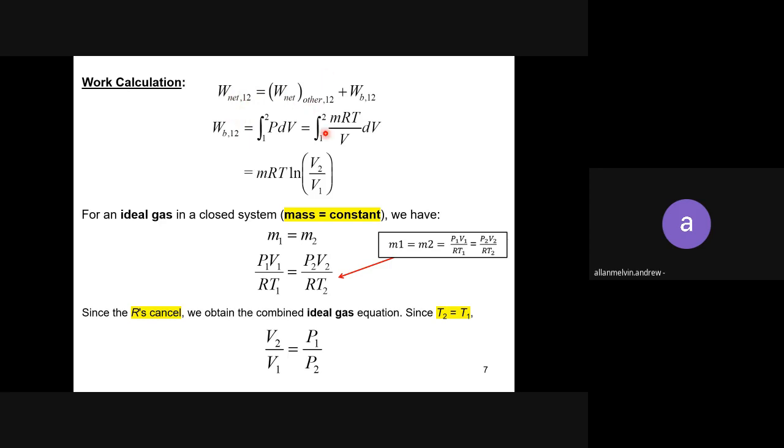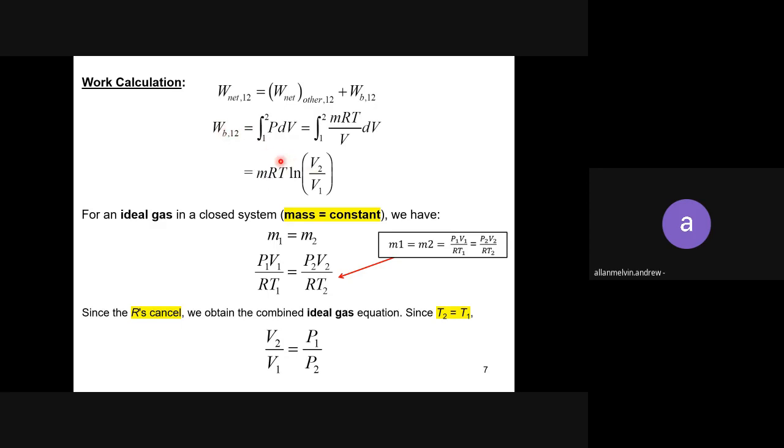So you need to add other work involved plus boundary work done. So this is the equation. Okay, so we know that the other work is not present, so you only have boundary work done. Okay, so this is from the previous derivation.